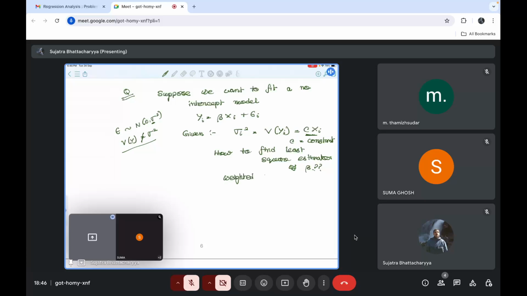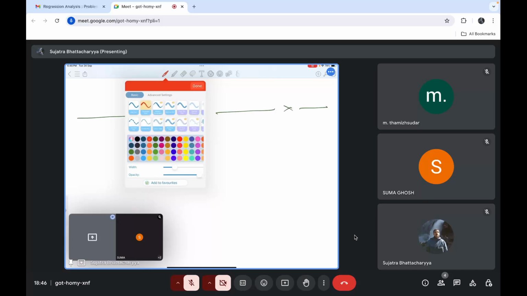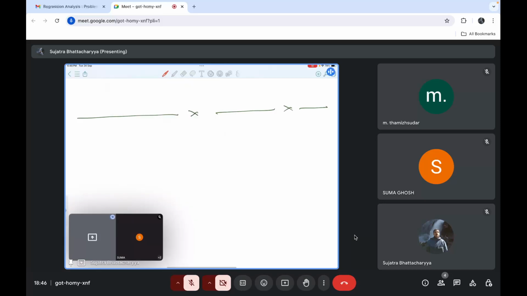So this we will do today. Weighted least square. So we'll come to this one. Let me just leave it right now and we will come to that. Okay. Let's go to the week 9 content. There we will be introducing that.